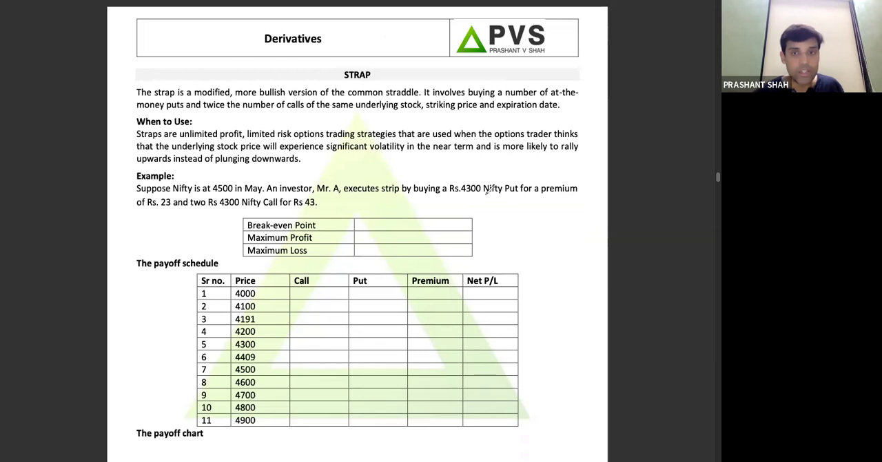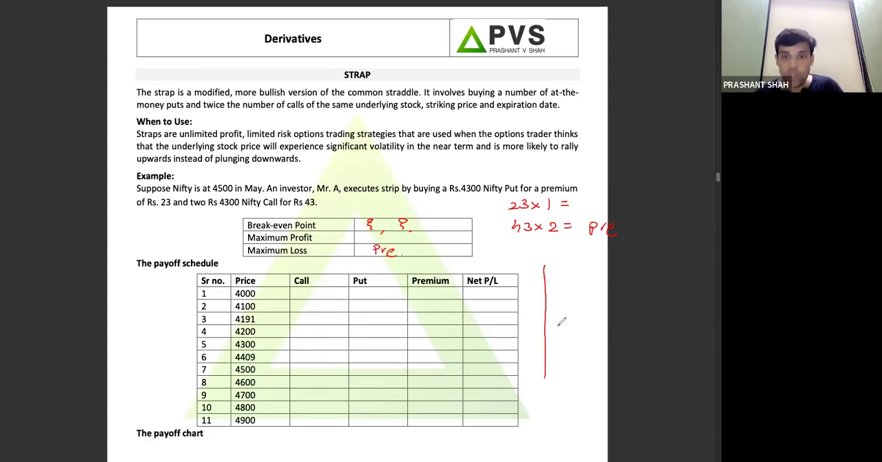Now, what's going to be the change in the premium? So you are having 23 into 1 and 43 into 2. So that is going to be your premium. Rest everything remains the same. So some more answers you will let us know. This break even point number 1, break even point number 2. Maximum profit is definitely known to us, that's unlimited, and maximum loss is to the extent of premium.